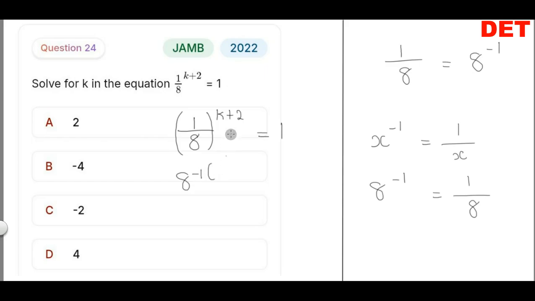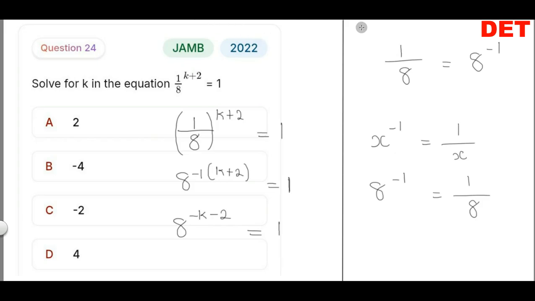I'll open a bracket and then write the power that I have there, which is k plus 2, bracket close, equal to 1. When I multiply this power, or open up this bracket, this will be 8 raised to the power of -1 times k, which gives me minus k, and -1 times plus 2 will give me -2, because minus times plus gives minus. Equal to 1.